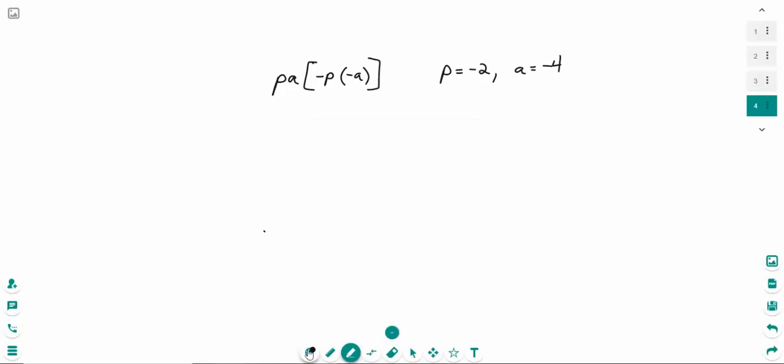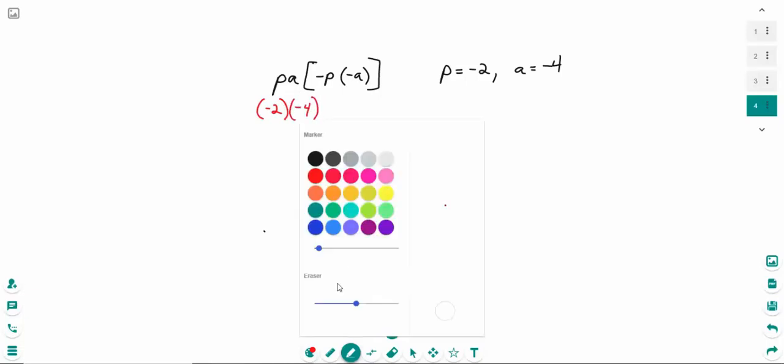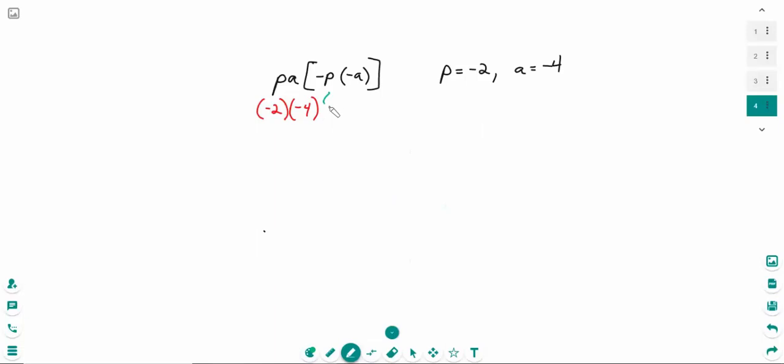So we're plugging things in. I'm just continuing to use red here. So we have a P. A P is a negative 2. Then we have an A. Well, an A is a negative 4. Then we have a bracket. We're upgrading that to parentheses. And then we have a negative sign. So we bring that straight down from that P. Just bring that negative straight down. We have a P, which is a negative 2. So we plug that in, negative 2.